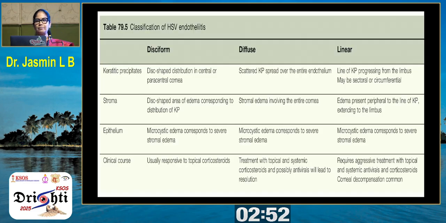Disciform is a disc-shaped distribution in the central part with keratic precipitates and overlying stromal edema. Another one is the diffuse, where the keratic precipitates may be distributed throughout the endothelium. And next is the linear, a line of keratic precipitates from the limbus to the central area.